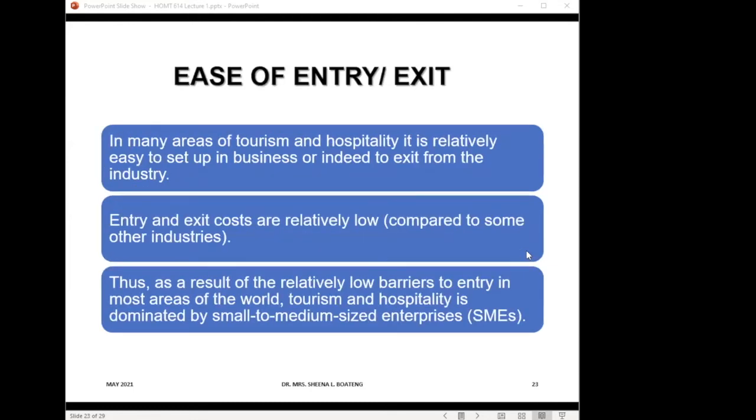Now, apart from seasonality, we can also talk of ease of entry and exit. Now, in many areas of tourism and hospitality, it is relatively easy to set up in business. It's also very easy to exit from the industry. So you realize that in Ghana here, there are a lot of makeshift guest houses and small hotels in different corners. Kwame, am I right?